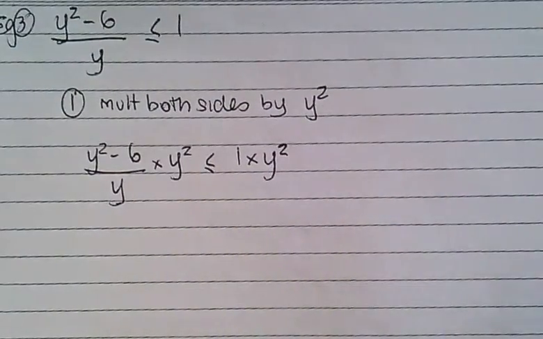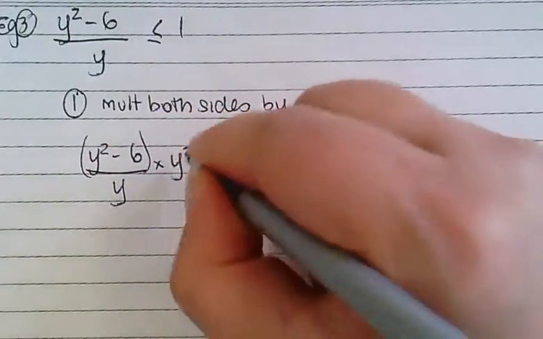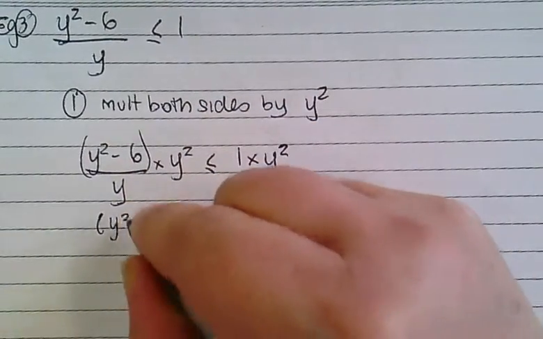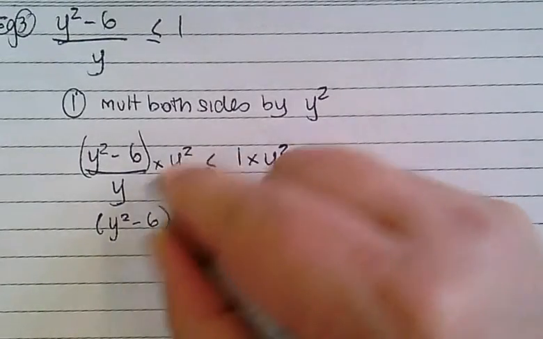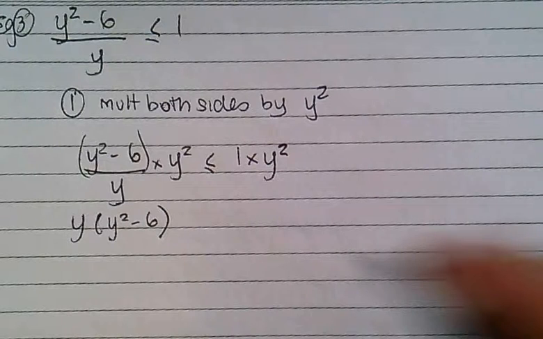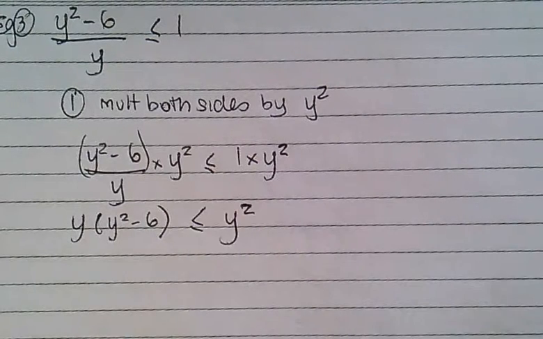We do not go expanding stuff. What should I do with this y squared and y? Cancel. And I've got y squared minus 6 times y. I'm going to put the y out the front. Is that okay? Is less than or equal to y squared. Are we good? Why do we do this? We need to get rid of the denominator. So we've gotten rid of the denominator. There's no issues about the inequality sign. It's correct because it's y squared.